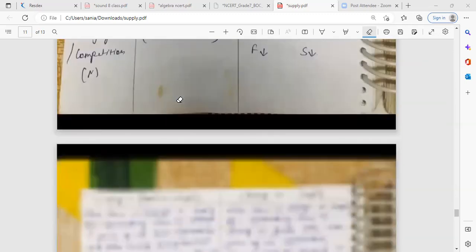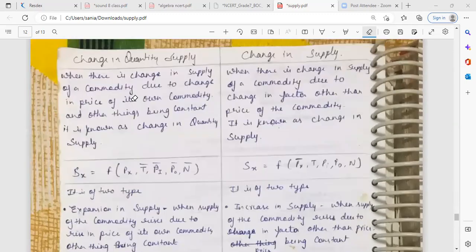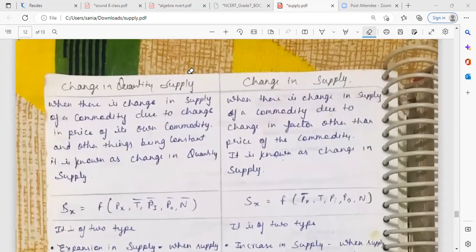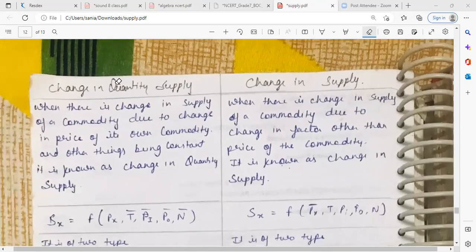Okay. Now let's do the next thing, which is basically the differentiation between change in quantity supplied and change in supply. Everything is the same over here, only a little difference. Let's check what this is. First of all, I already told you, change in quantity supplied means when your change is due to price, and change in supply is due to factors other than price.